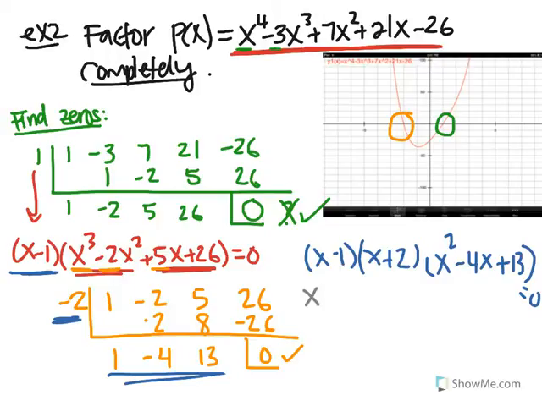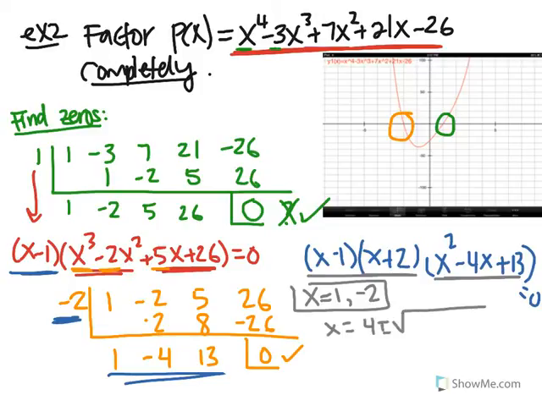So when finding my zeros, I get x equals 1 and negative 2 from these two factors. So there's 2 of my zeros. This doesn't factor, so I'm going to have to use the quadratic formula. So I get opposite b, which is 4, plus or minus the square root, and then b squared would be 16, minus 4 times 1 times 13, all over twice a, or twice 1.